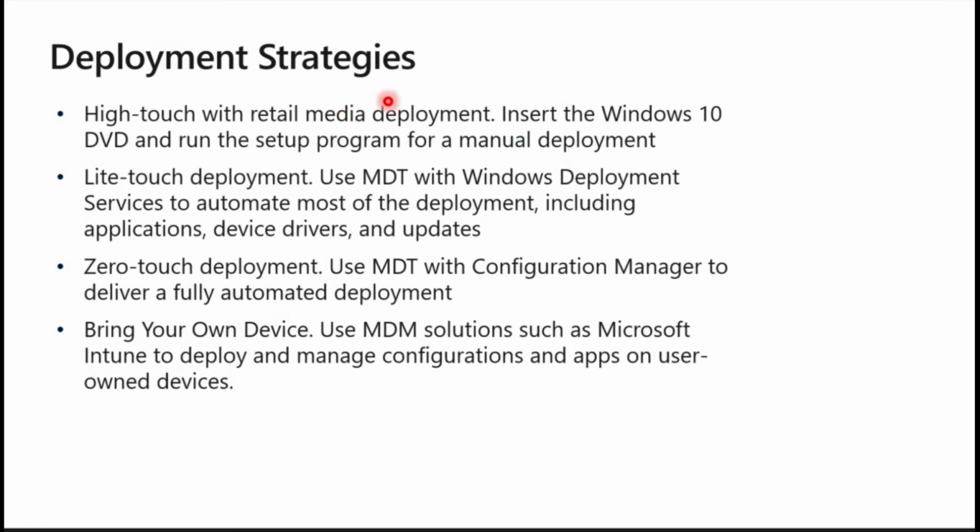Now deployment strategies: high touch with retail media deployment. Insert the Windows 10 DVD and run the setup program for a manual deployment. That is like what we normally do with a USB stick. This one has a bootable disk we can install from, and in this way we can install Windows. Many different scenarios use this one.